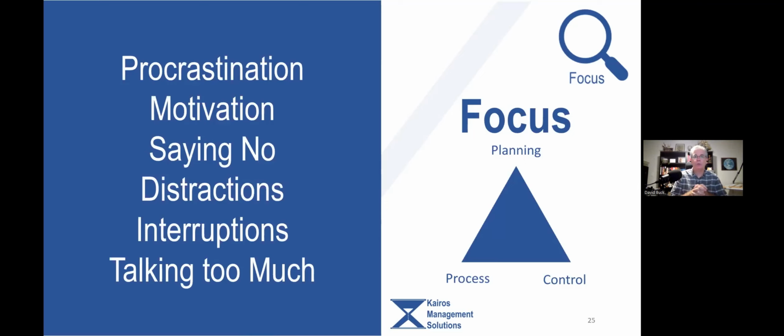One of the challenges on general time management overall, as well as goal setting, is people lose focus or lose sight of the goal. And that happens in these 6 areas. They procrastinate. They lack motivation. They don't say no to other things to get them back tied to the goal. They get distracted. They allow interruptions and they talk too much. Each one of these takes away the essence of what you need to do to complete that goal.